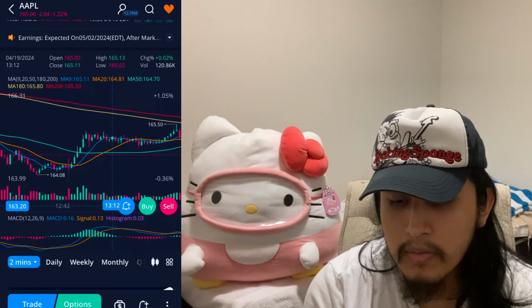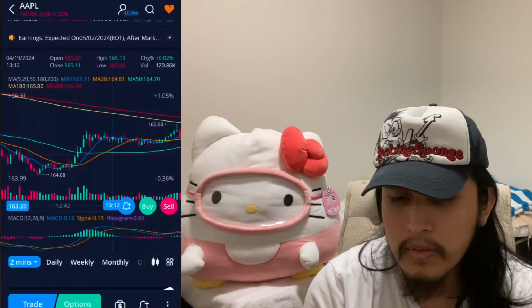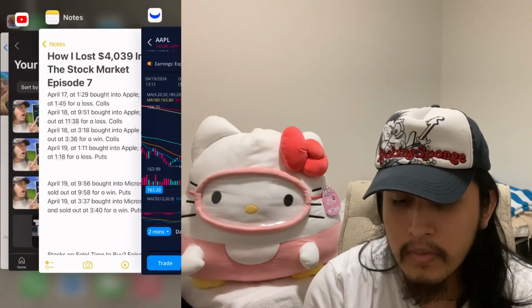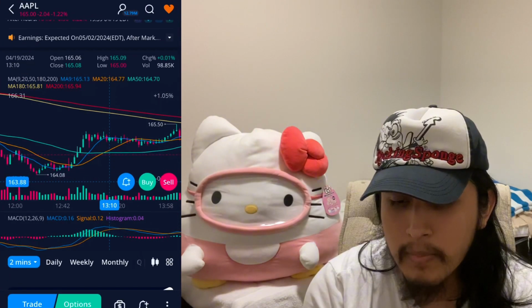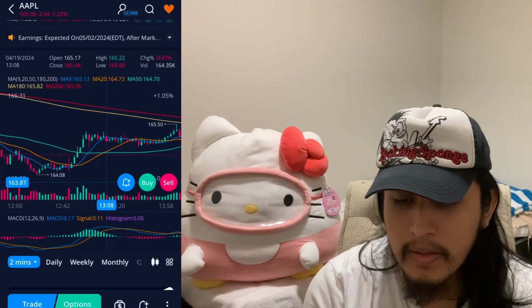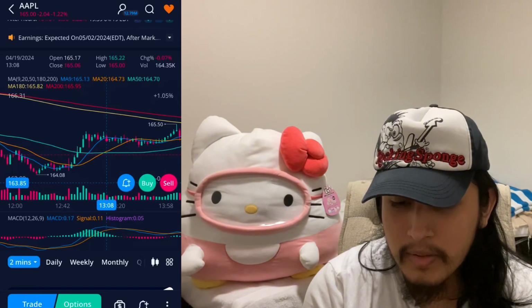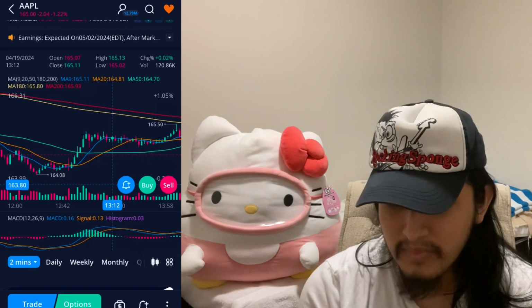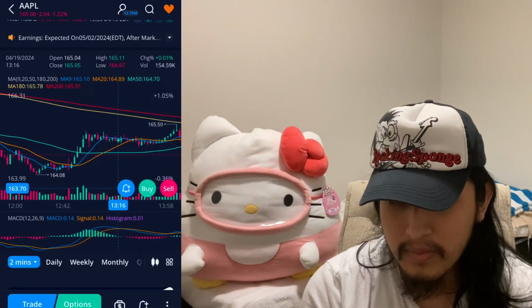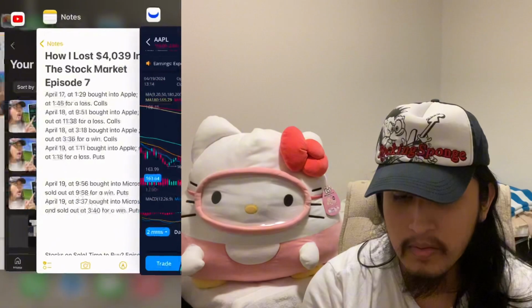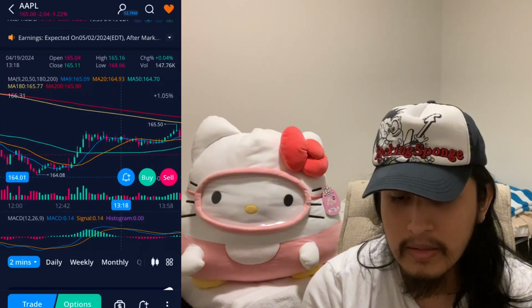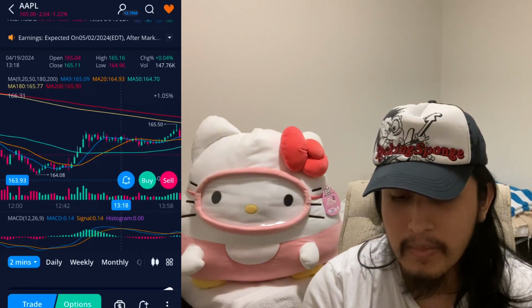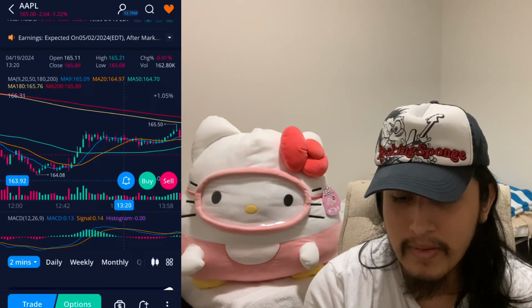What did I enter in? Puts. So I bought into puts at 1:11. Part of the reason I bought into puts was because I saw that it was having a hard time breaking the 9-day moving average. And then around 118, I saw that it had spiked and it broke it on the next candle.